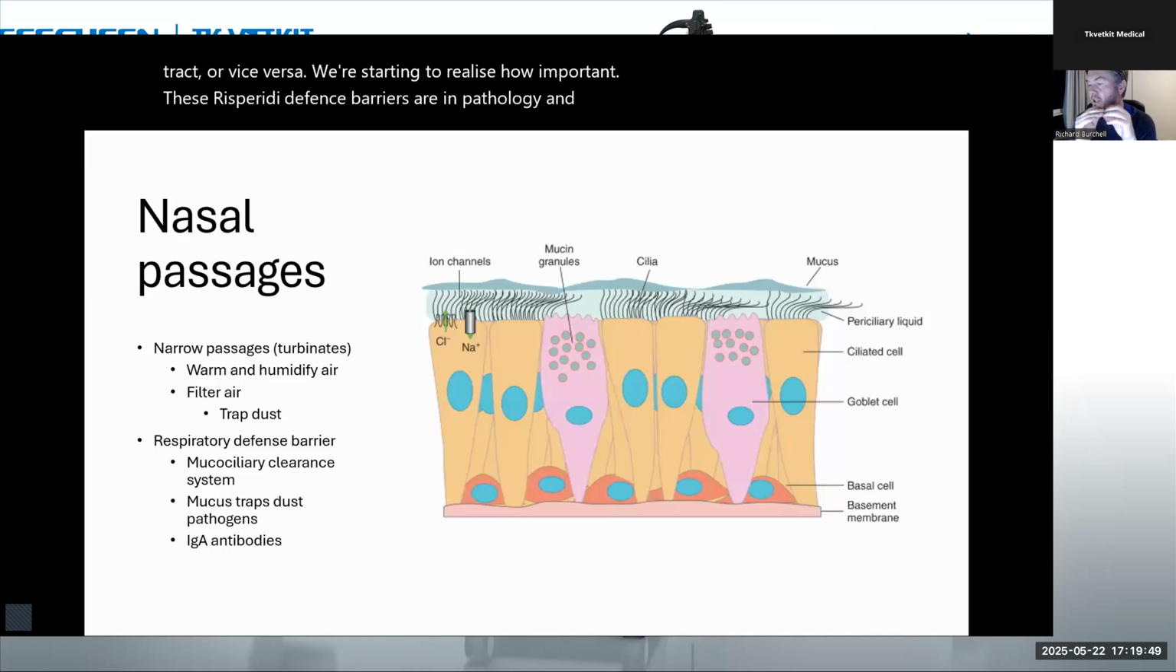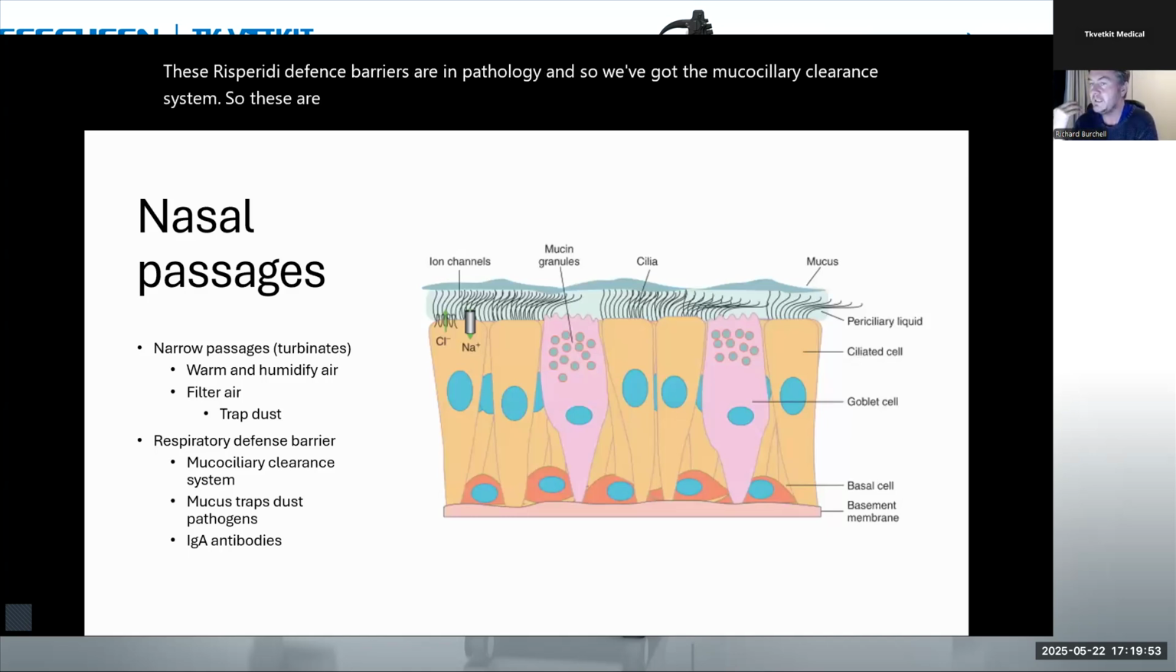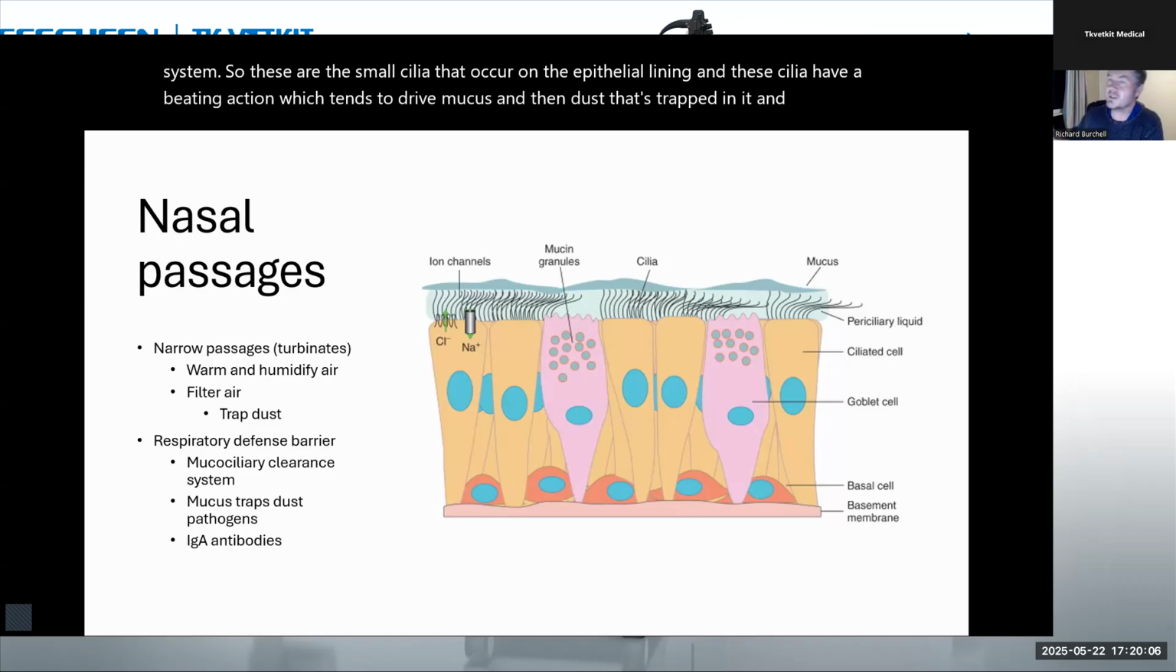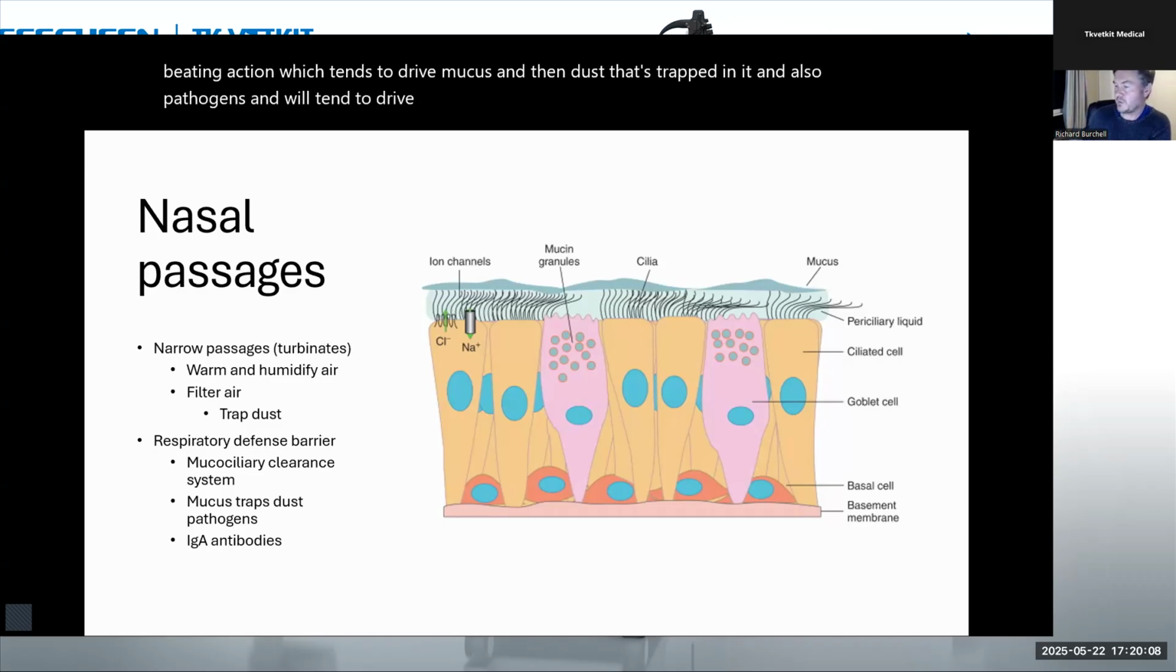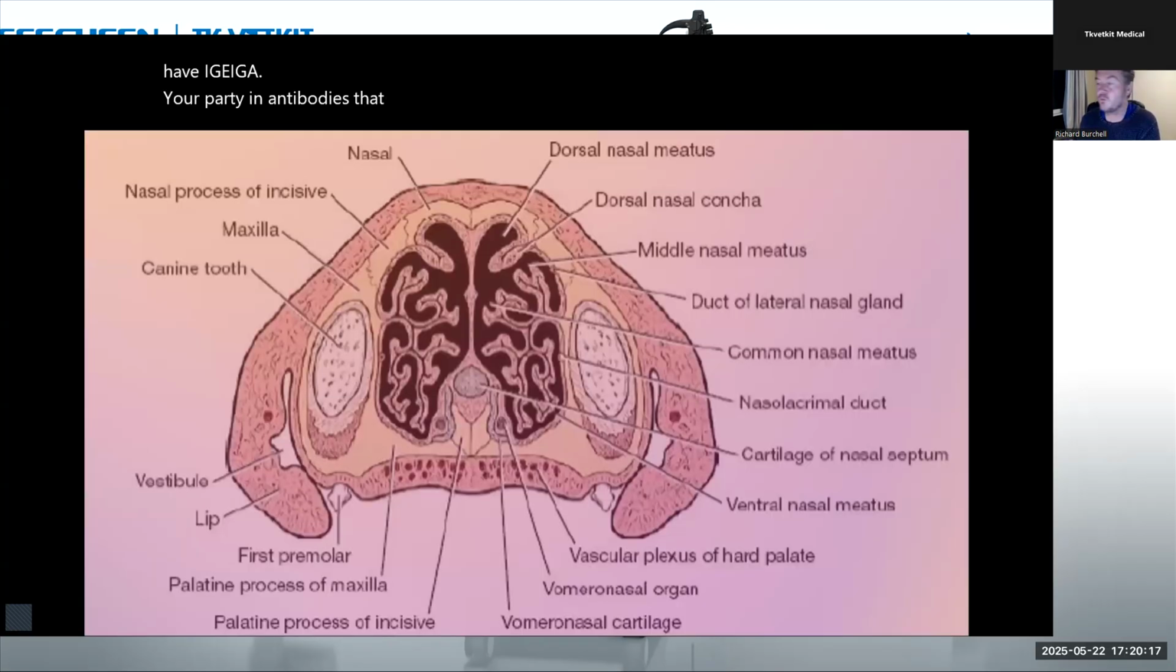And so we've got the mucociliary clearance system. These are the small cilia that occur on the epithelial lining, and these cilia have a beating action which tends to drive mucus and the dust that's trapped in it, and also pathogens, away from the respiratory tract. And then also we have IgA antibodies that are secreted here that also play a role in the defense.